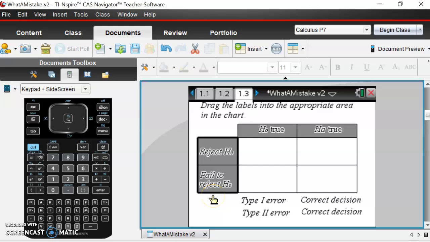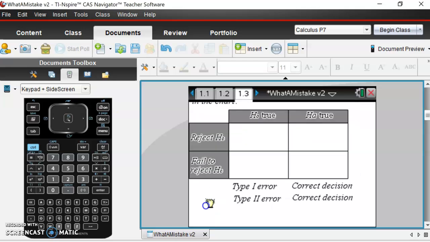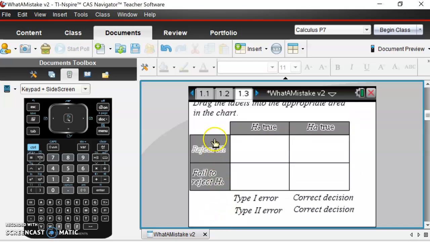The easiest way to keep track of this is to make this table here. It helps keep things straight. Okay, so if I reject the null, which means the null is probably not true, then that means the alternative is true. So that's a correct decision. So I'm going to drag this up here and put correct decision here. And so if I reject the null and the null turns out to be true, that's what we call a type 1 error.